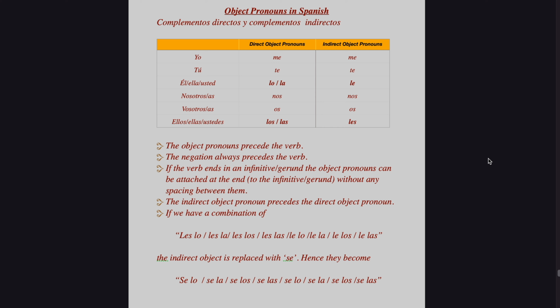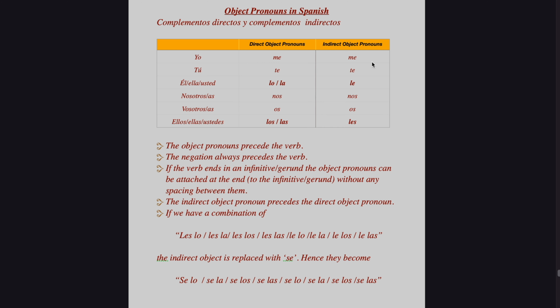Let us get back to the topic. Today's topic: indirect object pronouns. When we say indirect object pronouns, we are replacing the indirect object with the corresponding object pronoun. So we have seen in the last video about the direct object pronouns, and there were some rules. In addition to that, we have a couple more rules here for the indirect object pronouns. So let us go through them.